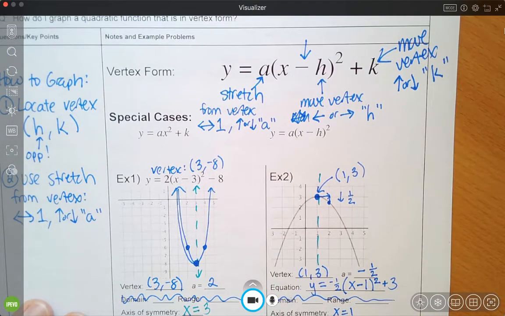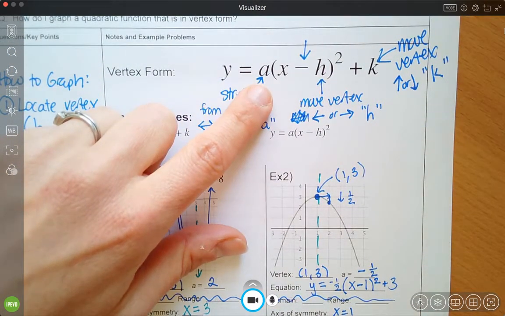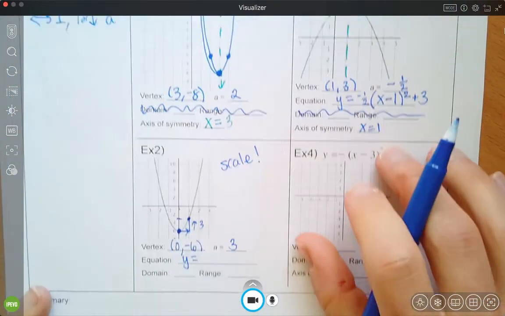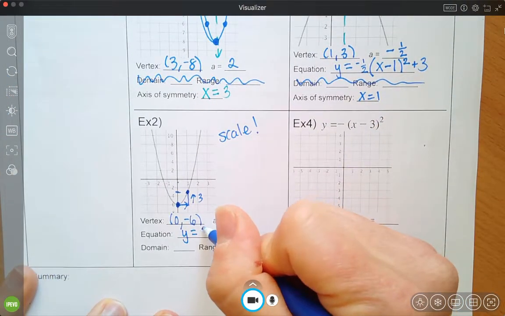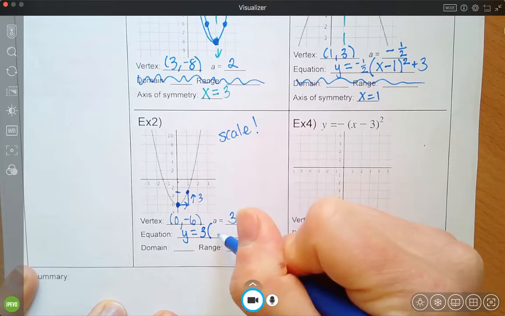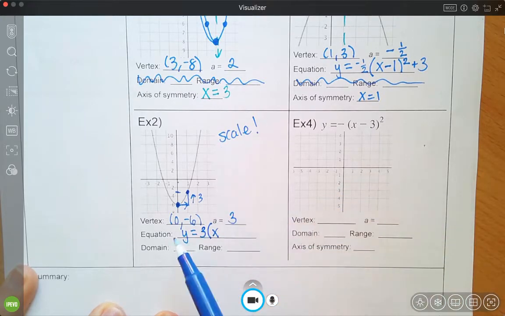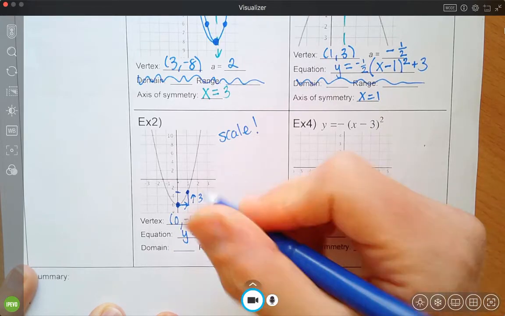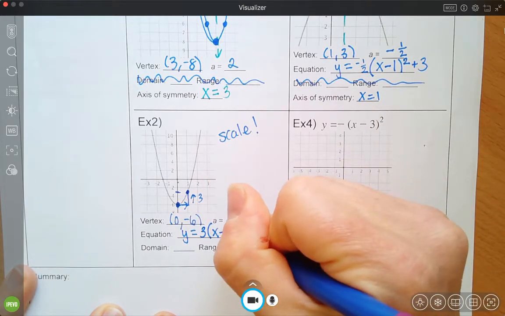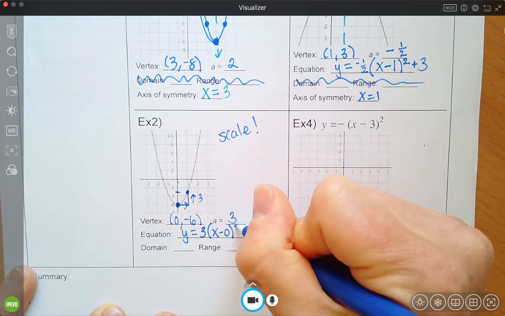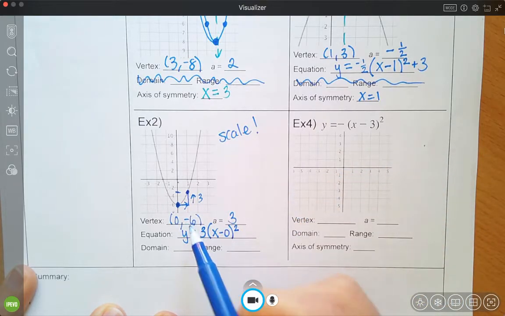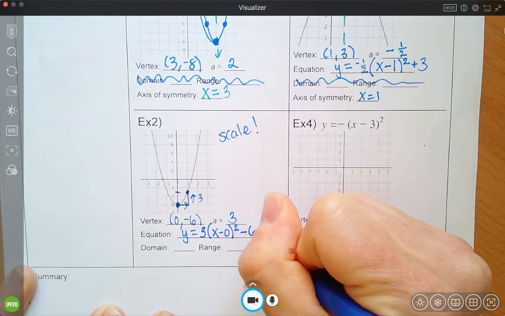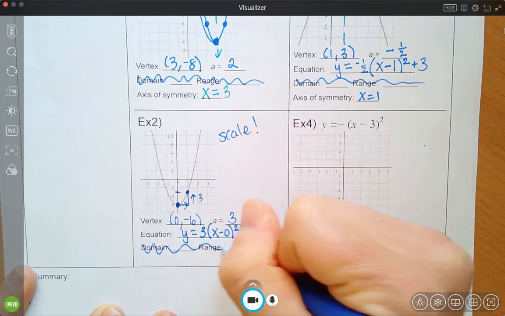Okay, so y equals a, the vertical stretch. The vertical stretch is 3. Then you need parentheses. Then you need an x. Then we do the opposite. The opposite of 0 is 0. Like, what does that even mean, right? So I'm going to write -0. Don't forget your squared. And then since this is a -6, I'm going to write -6. Domain and range, don't worry about.